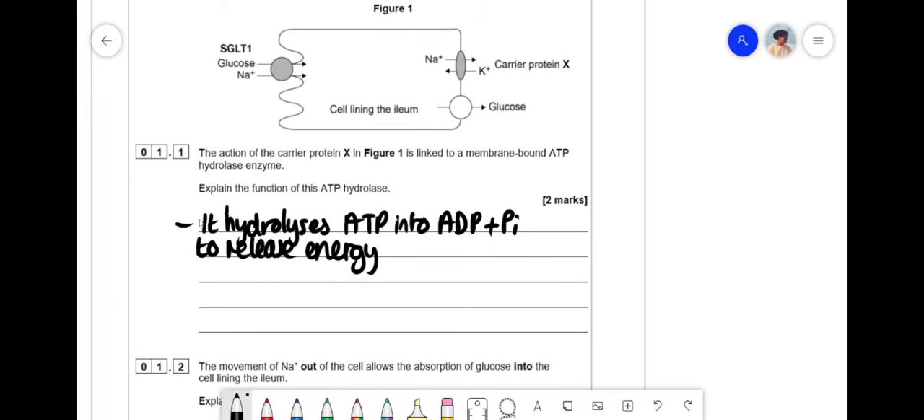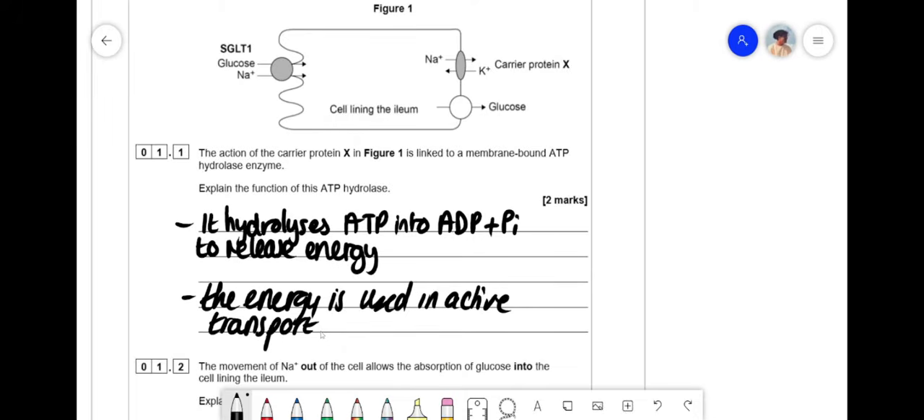Now obviously, they wouldn't have asked this question and this diagram for just this point alone. You need to specify what the actual energy is used for in this case. And that's where your second mark comes in. So if we look at what's going on here, we need to look at why. If you know the mechanism of this co-transporter, then you will know that this sodium-potassium pump uses active transport. So the energy is used in active transport.